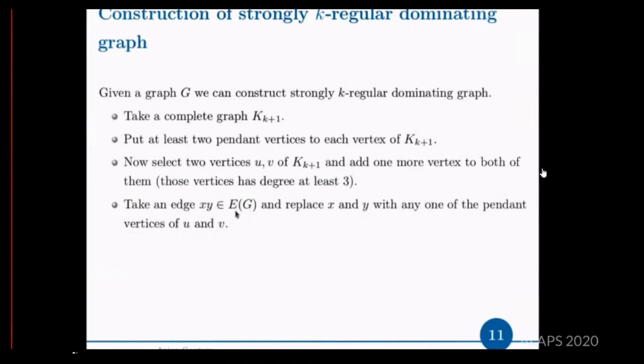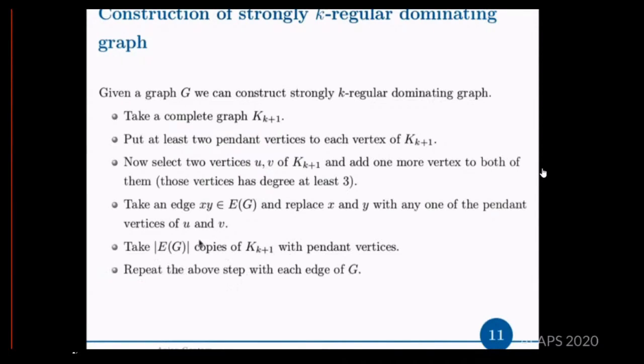Next, we are going to take an edge xy from the graph G and replace x with u and y with v. That is, we replace that particular edge with this constructed graph. Now we are going to take the size of E number of copies of that constructed graph, that is, the complete graph with pendant vertices, and repeat this step with each edge of G. That is, we replace each edge with this graph.